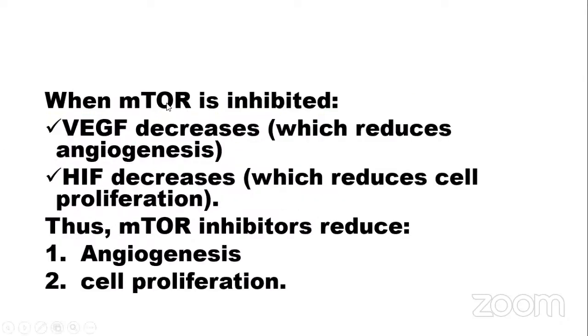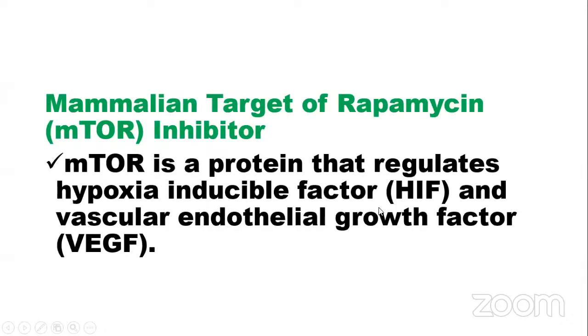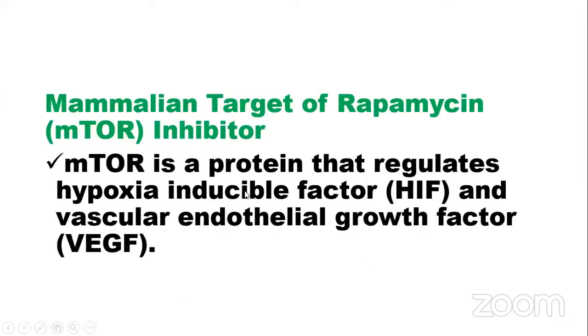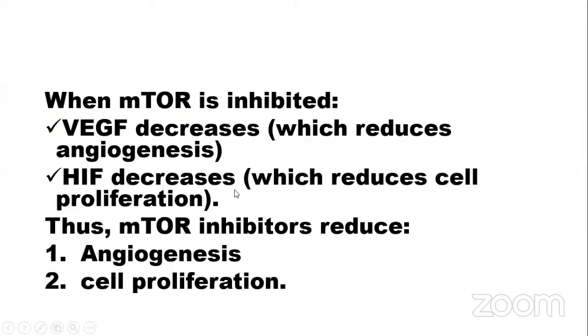When the mammalian target of rapamycin is inhibited, the drug inhibits this mTOR. The inhibition leads to decreased vascular endothelial growth factor, because it regulates vascular endothelial growth factor, and it also regulates hypoxia. So hypoxia-inducible factor is decreased too, which reduces cell proliferation.